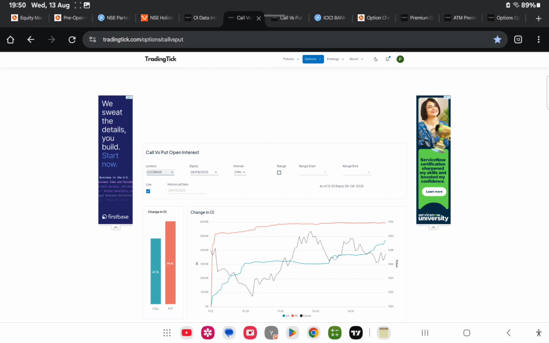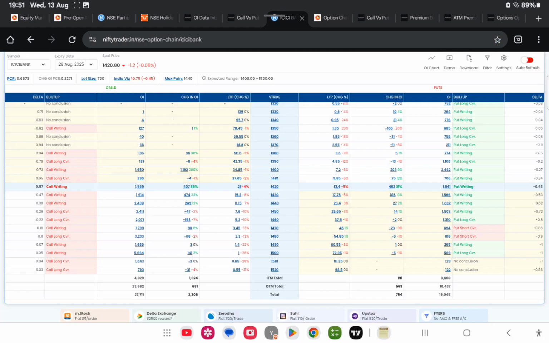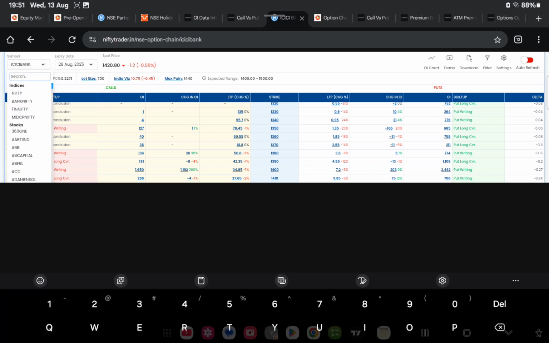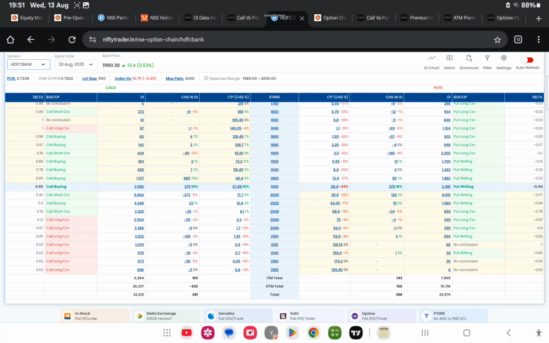Sorry, I just have to move this. Okay, yeah, now here we will check. So first is ICICI Bank, then Nifty Trader website, OTM 23 and 10, so resistance is more. Next we will check for HDFC Bank. HDFC Bank is 26 and 15, here also resistance is very good.